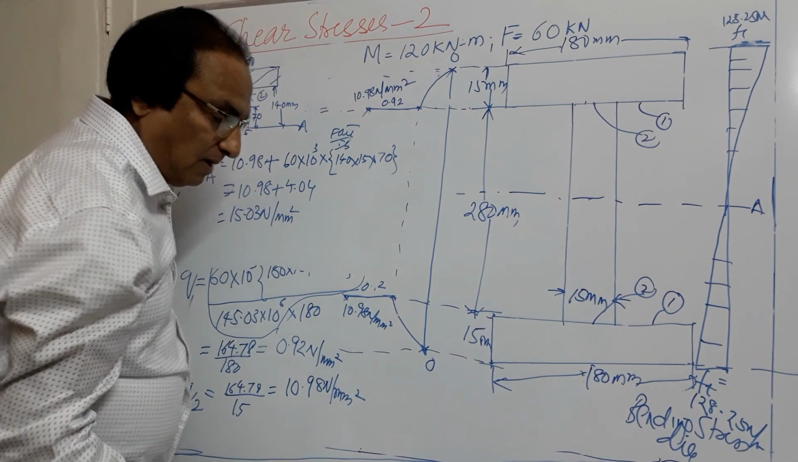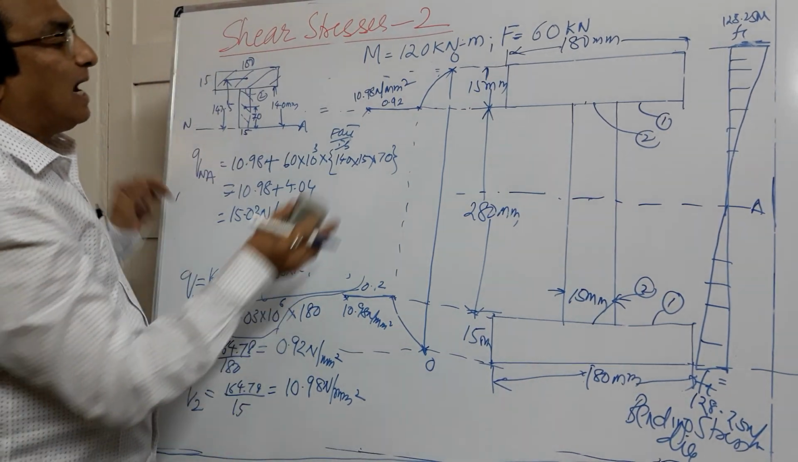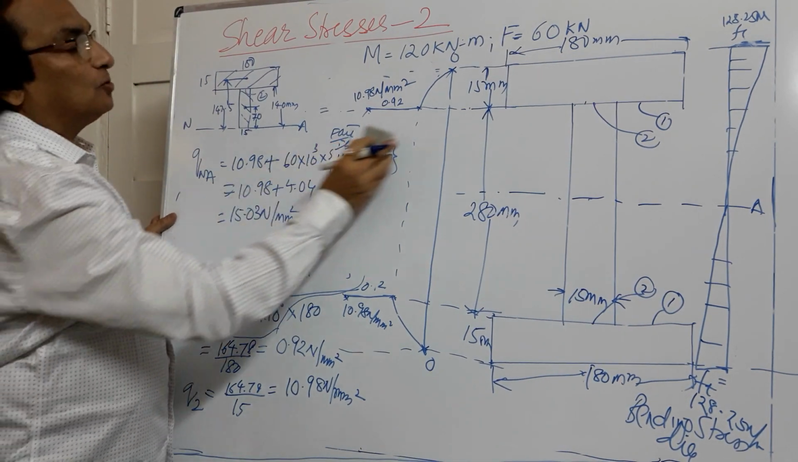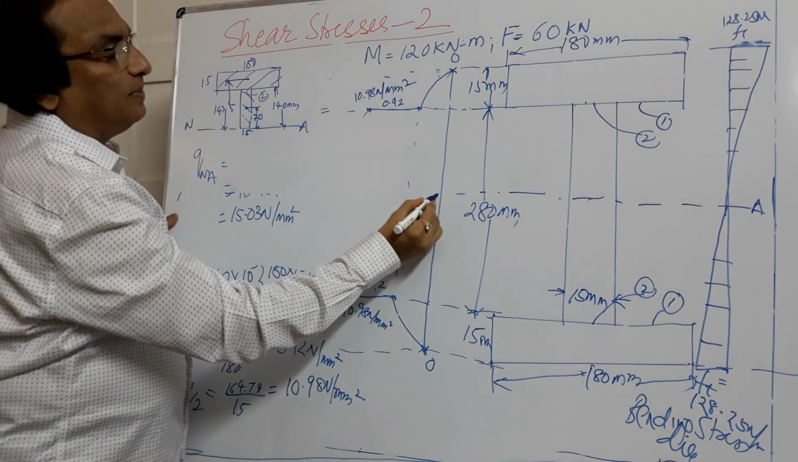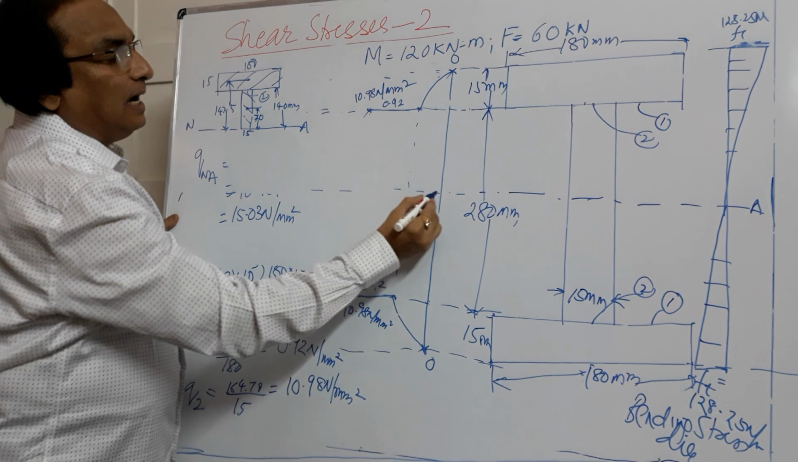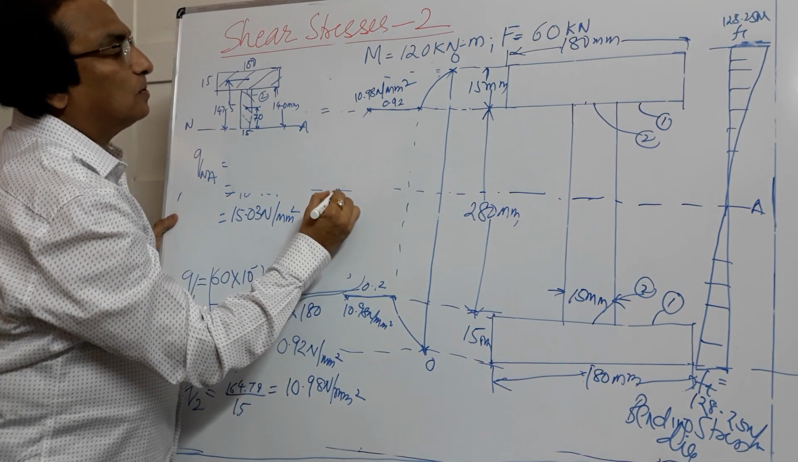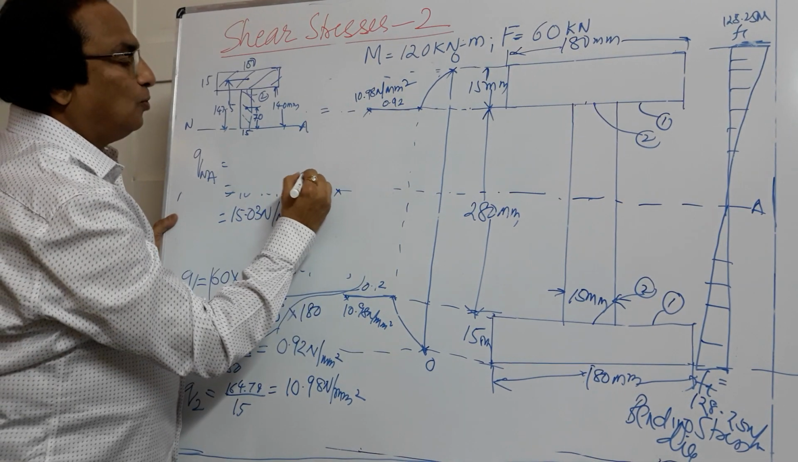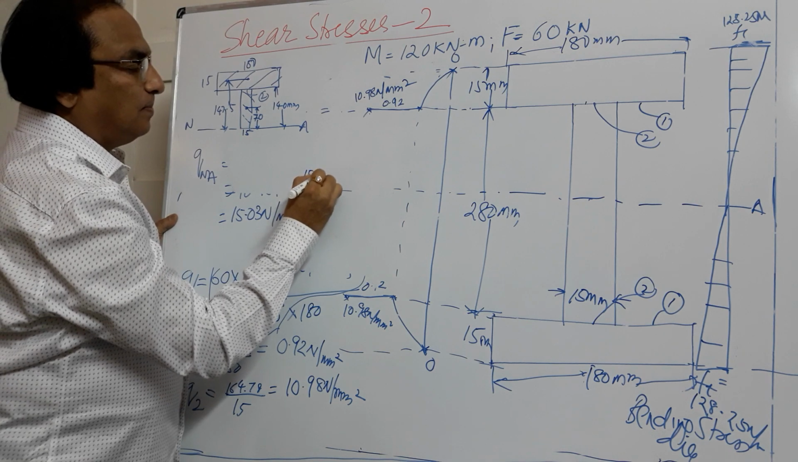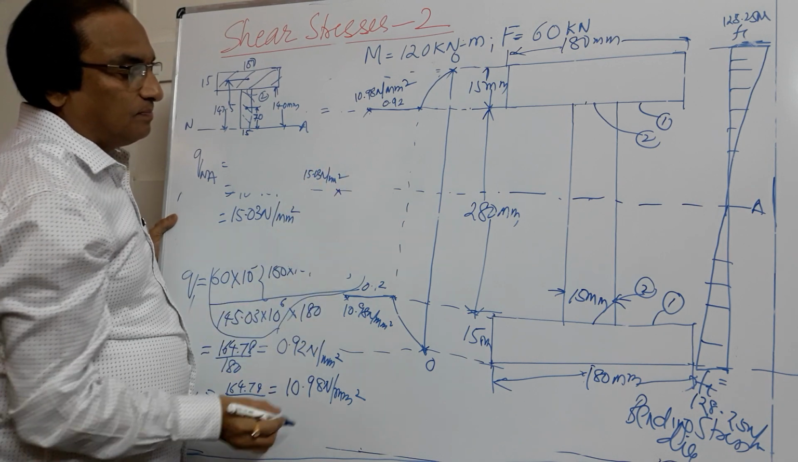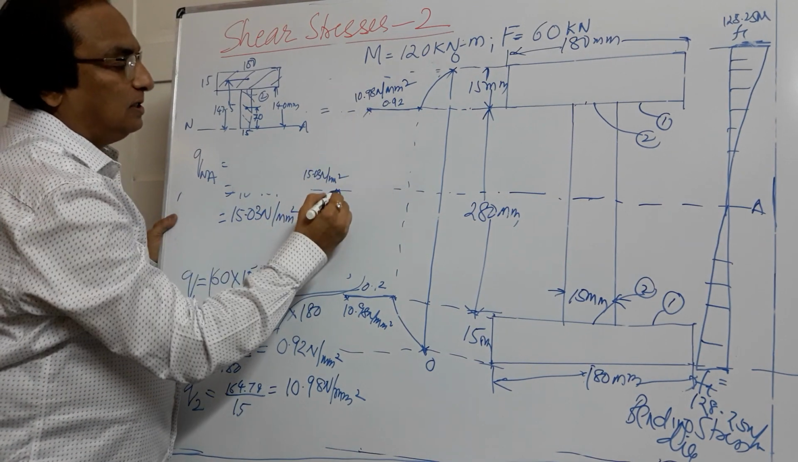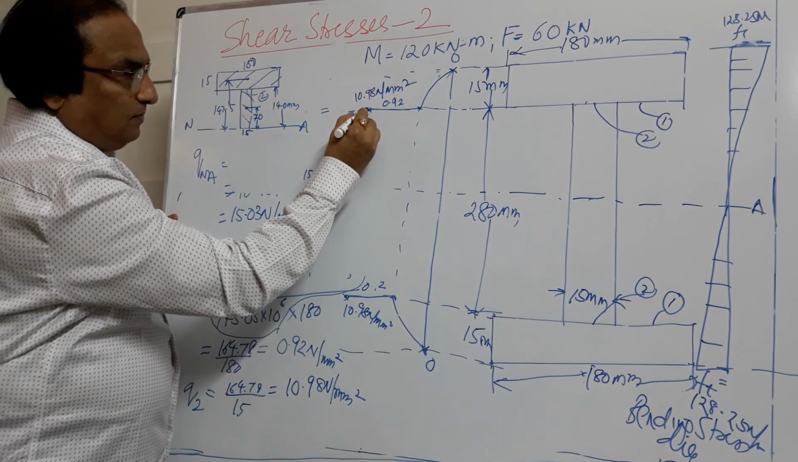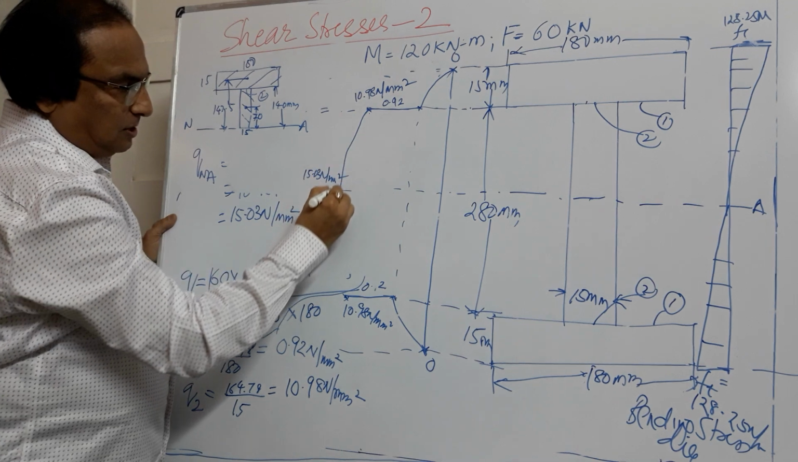Suppose I plot that value here at the neutral axis, 15.03. From the neutral axis point, I will draw a line equal to 15.03 Newton per mm square. Since it's symmetrical, it remains the same. So we'll have to join this point and this point. Again we are using a parabolic distribution.